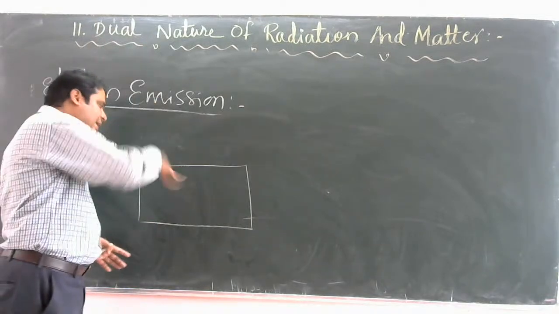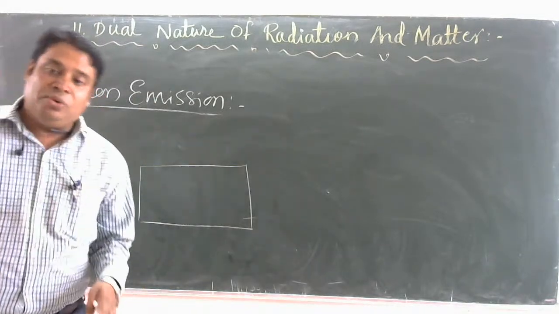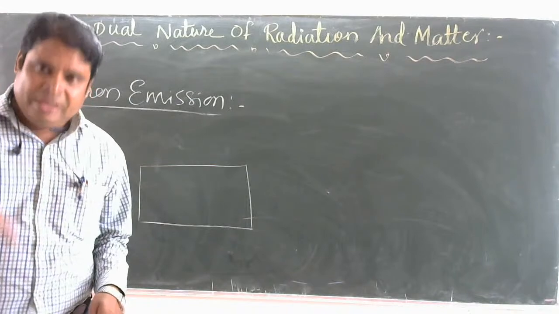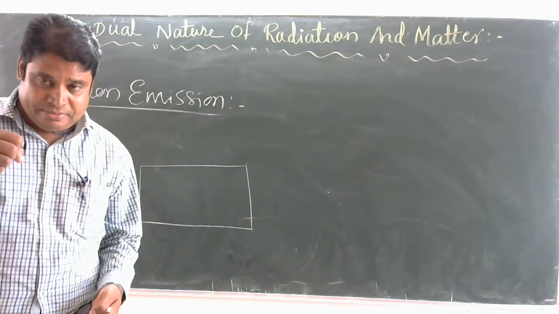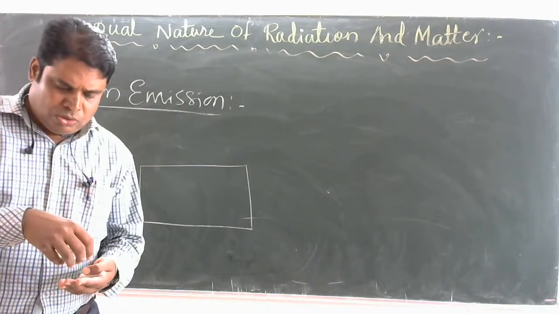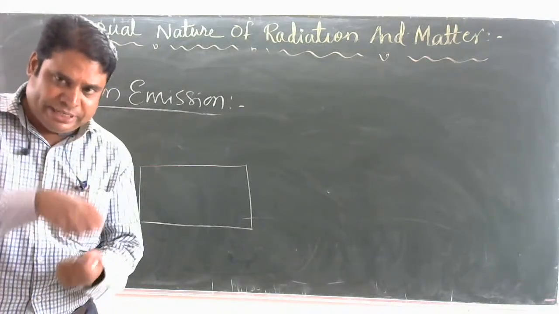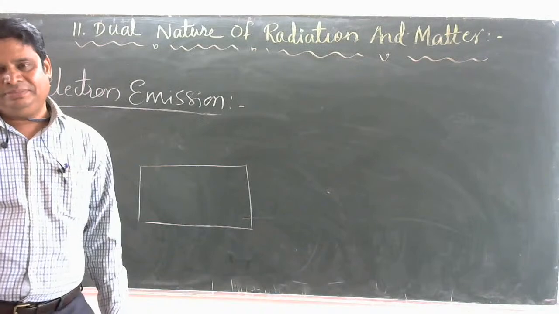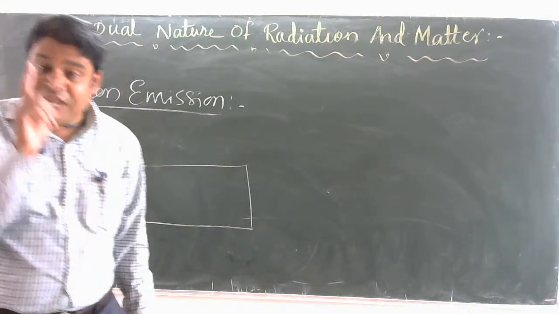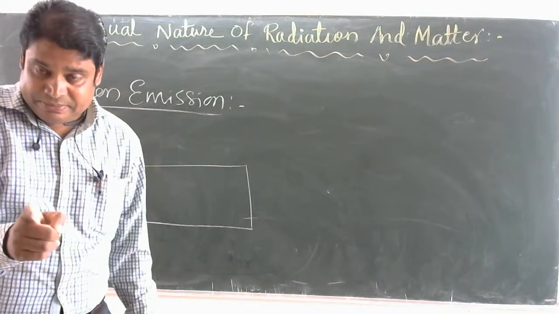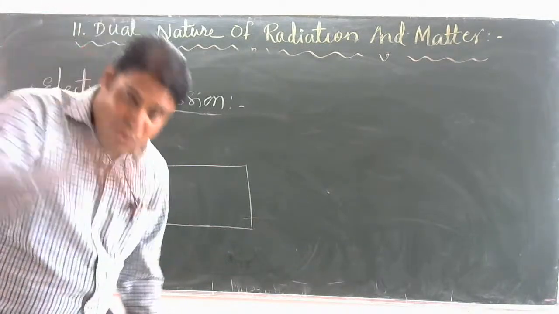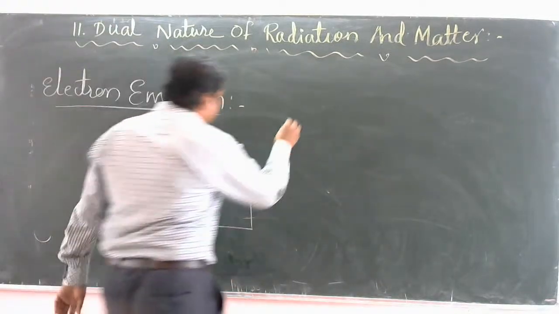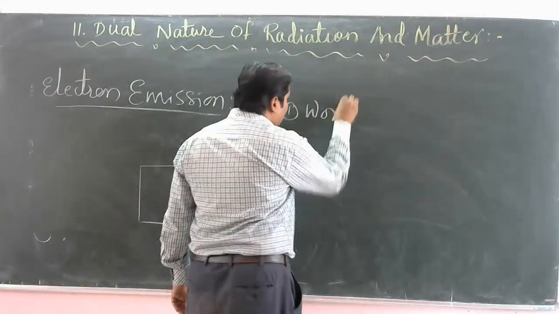Of course, you have to supply energy, or in other words, you have to do work on this metal surface, to remove the electron forcibly, such that to overcome the force of attraction between this positive charge and negative charge, you have to apply some energy. Some work is to be done. This work which you are supposed to do to remove an electron from the metal surface is called work function.